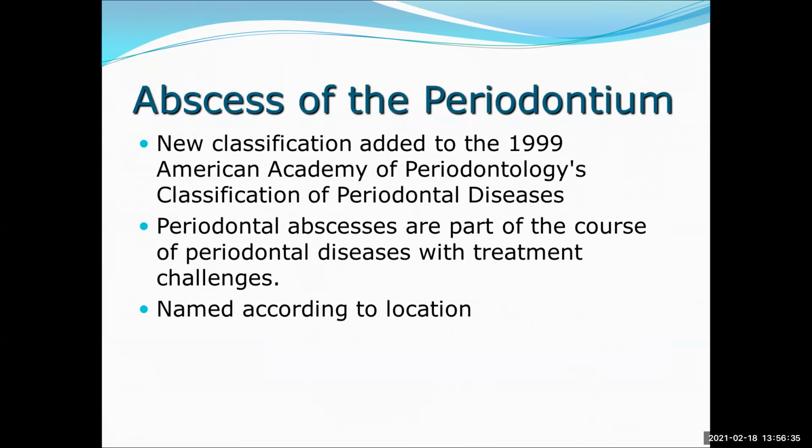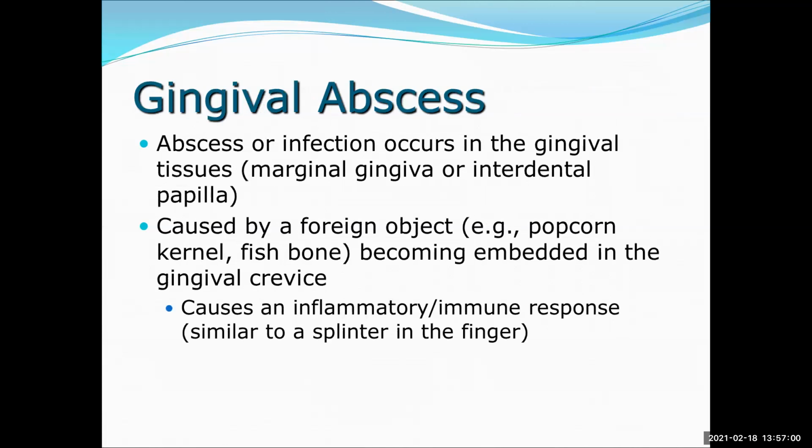Now, new classifications. This is funny. New classifications were added in 1999, which was the previous AAP classifications, okay? And they included periodontal abscesses as part of the course of the periodontal disease with treatment challenges, and it's named according to location. So we're going to be learning about these. Some of them might be new, but most of them are going to be a review.